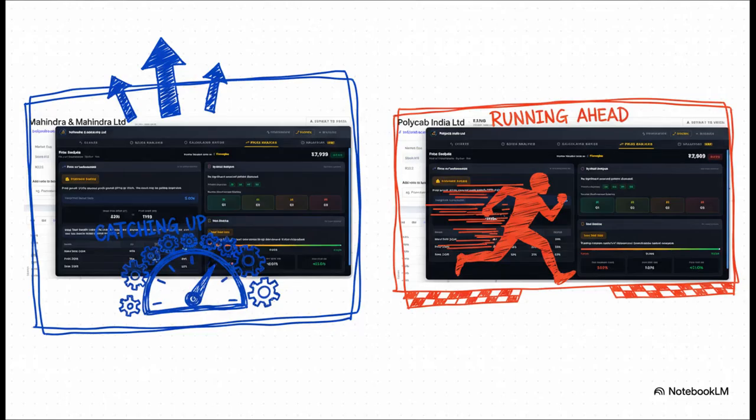And this slide just shows it perfectly, the two extremes. Look at M&M on the left. Over 5 years, its profits grew by a crazy 113%, but the stock, only 32%. You can see the business is just leaving the stock price in the dust. The tool calls this catching up. Now look at Polycab on the right, it's the total opposite. The stock shot up 43%, but the profit growth was only 21%. In this case, the stock is running ahead of the business.